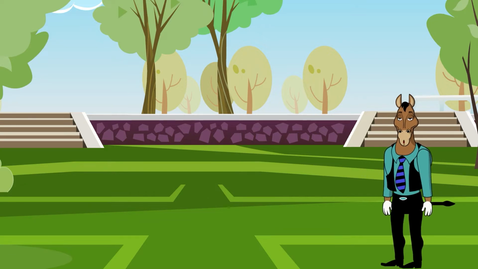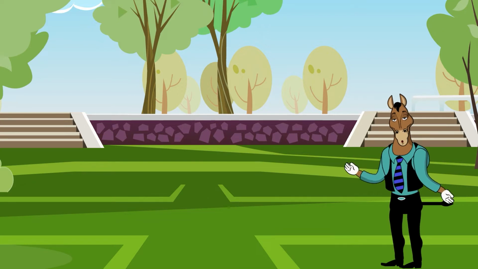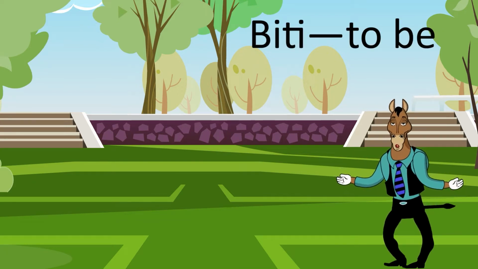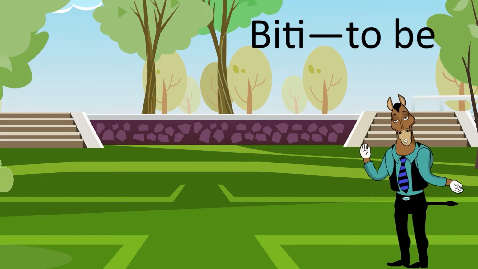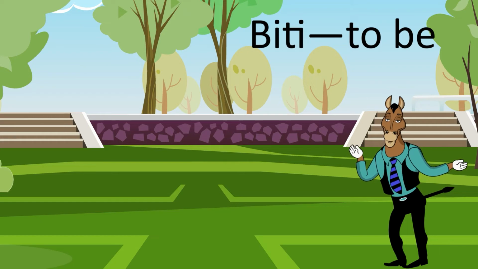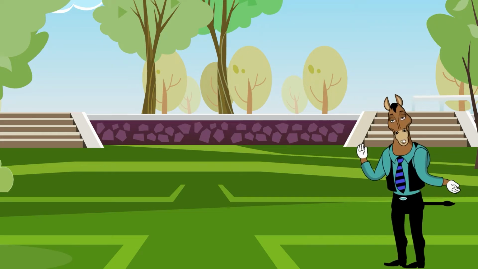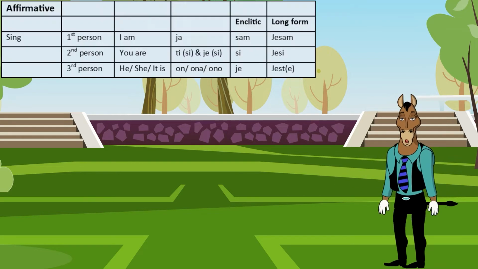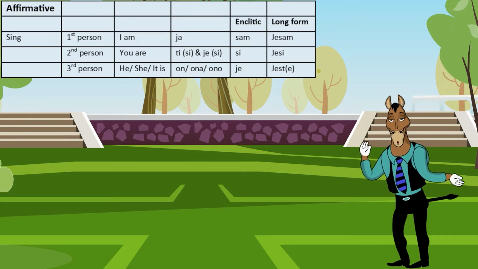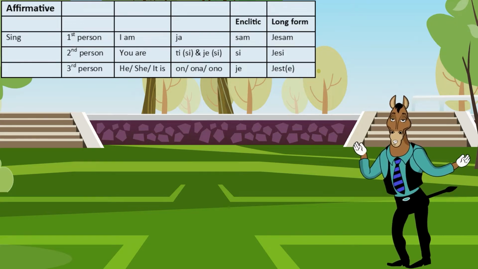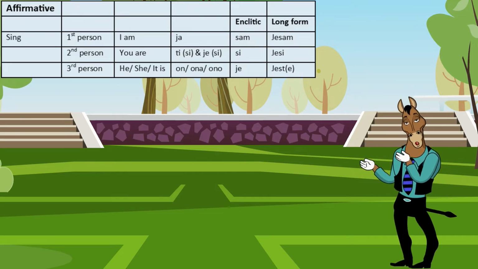Okay, we'll now add the verb to be. This verb is a bit confusing as it has different forms depending on how it is used. The word itself is biti, but in the present tense it bears no resemblance to that. Like in English you would say I am, not I be. You can see its form in the past and future tense, but more about them in another video. You will see there are two forms, the enclitic or short form and the long form, and there are specific times when each of these forms are used. Through the videos it will become clearer how and when to use them.